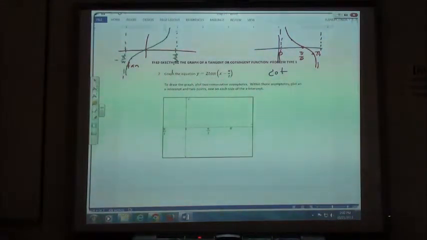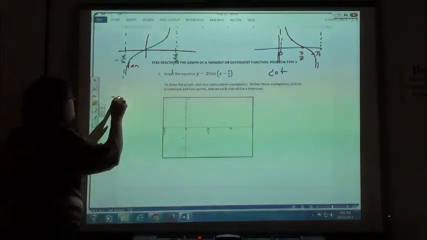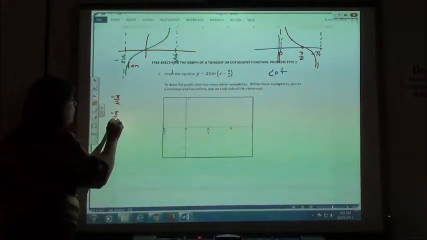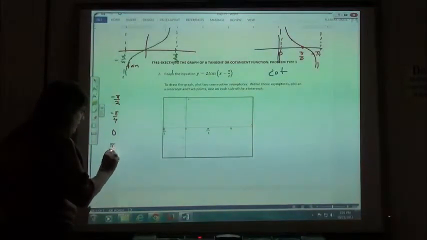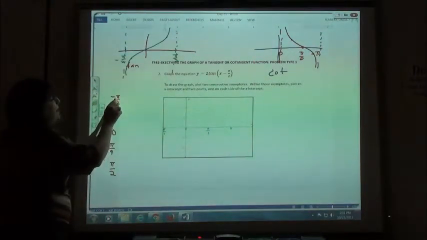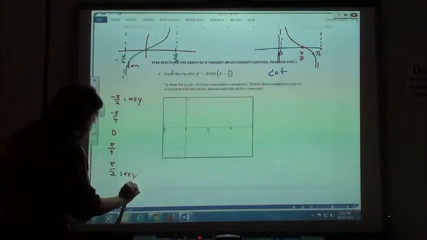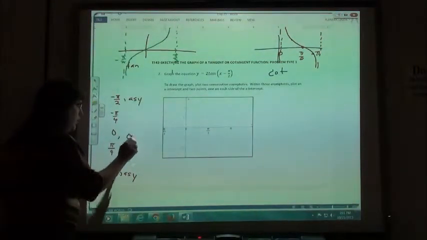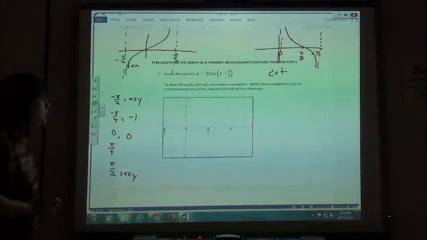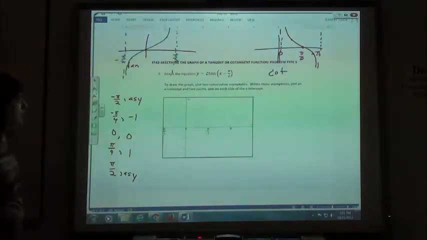So if I'm going to graph my tangent curve, I'm going to start with the main points of my tangent graph. I have negative pi over 2. Halfway between here and here would be negative pi over 4, 0, positive pi over 4, and then positive pi over 2. At negative pi over 2 and positive pi over 2, you're going to have your asymptotes. At 0, you're going to be at 0. At negative pi over 4, you're going to go down the amplitude normally. And at positive pi over 4, you would go up your amplitude normally.